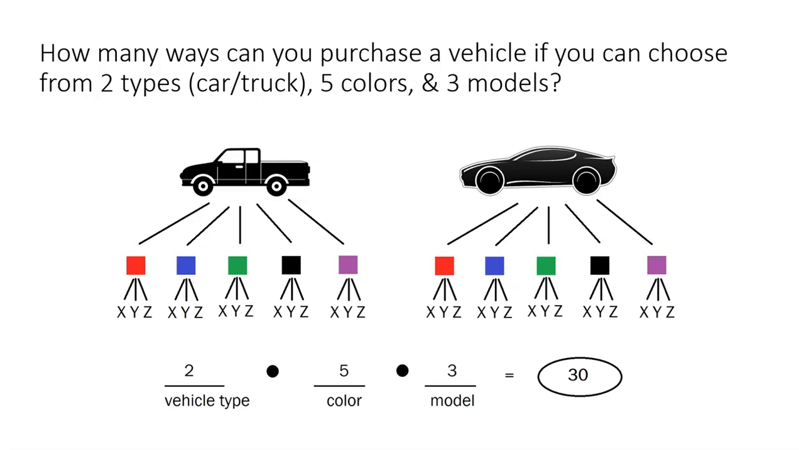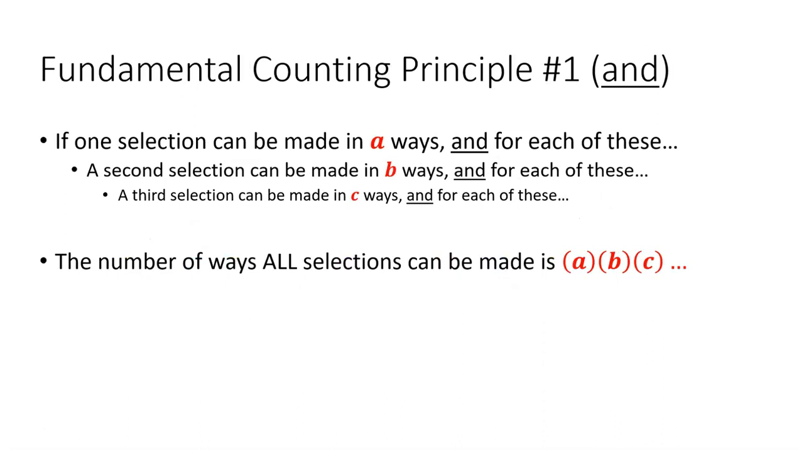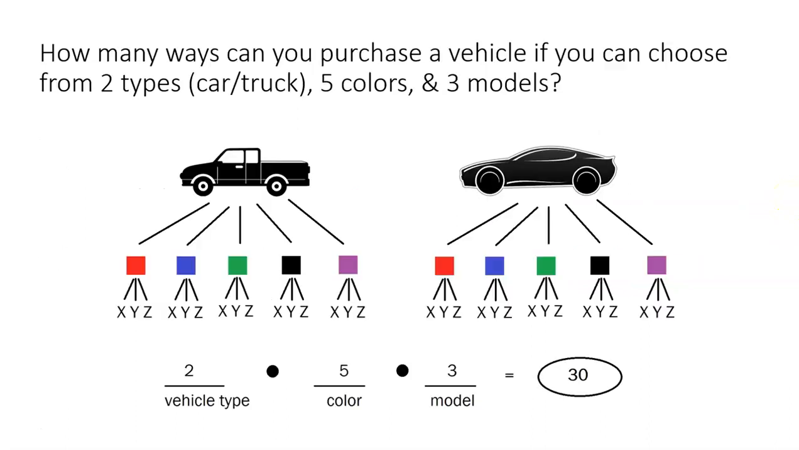But it's much faster. So here's fundamental counting principle number 1 with and, when they're dependent on each other. So if you can make one selection A ways, and then you got another one to make B ways as a result, and C ways, and it just goes on, you multiply those possible outcomes. That's what we just did with this vehicle selection. 2 types of vehicles, 5 colors, 3 models. We multiplied the possible outcomes for each and got the total outcomes all together.